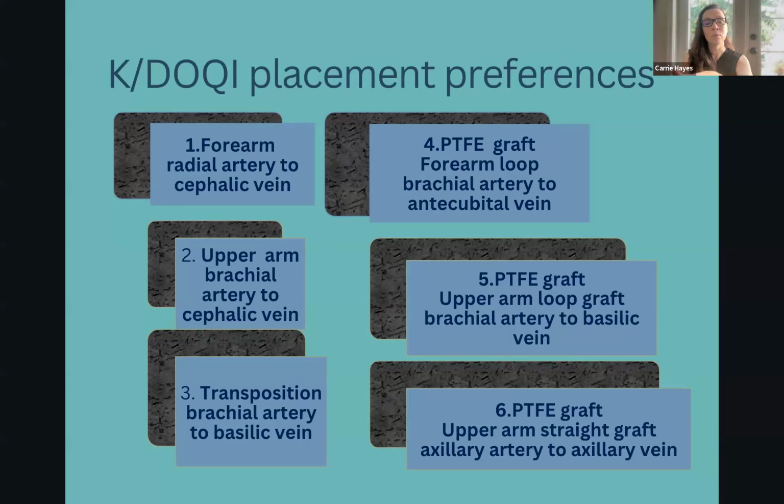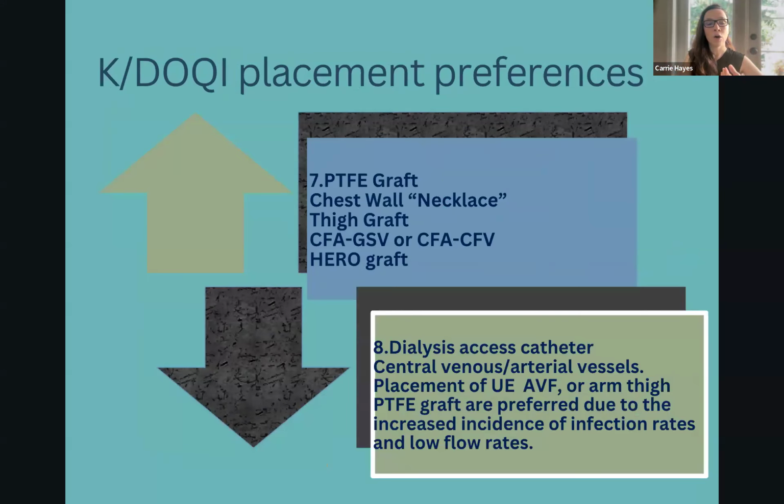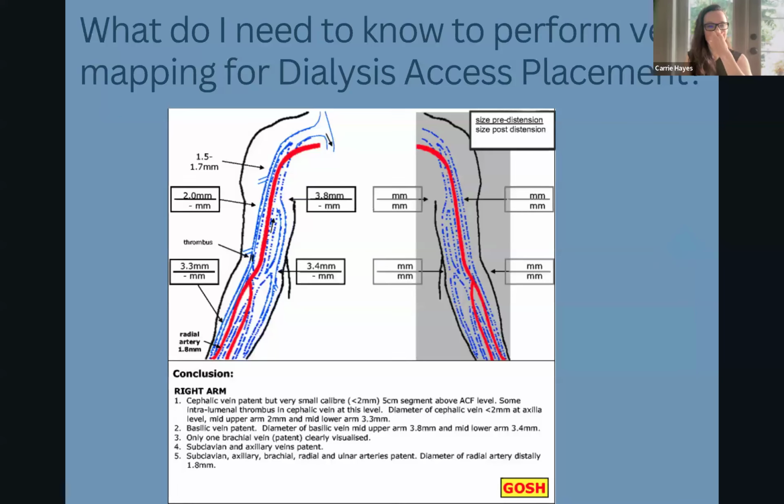I think Jill's talk will be more relevant to this, but you can see once we start using graft material how we're looping things between arteries, and how key the information is going to be in regards to what arteries and veins are suitable for this sort of intervention and the order that they come in. So if you're getting ready to do a dialysis access evaluation or a vein mapping for that, every department's going to be a little different.